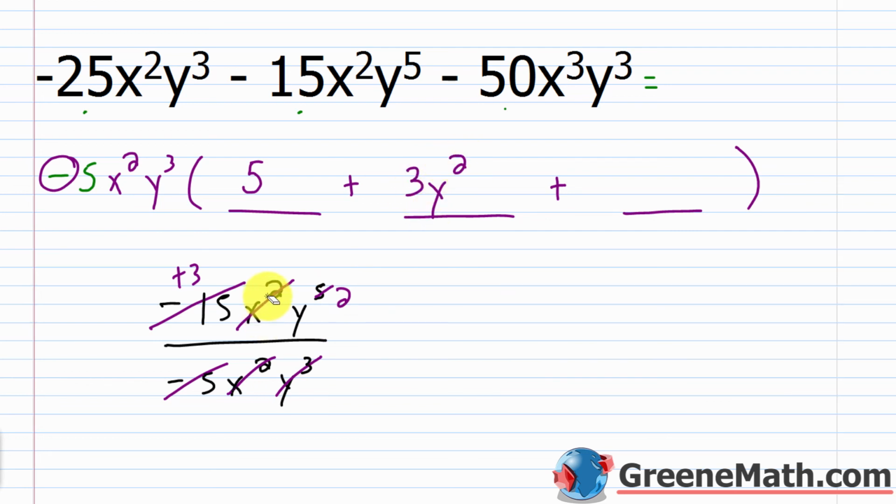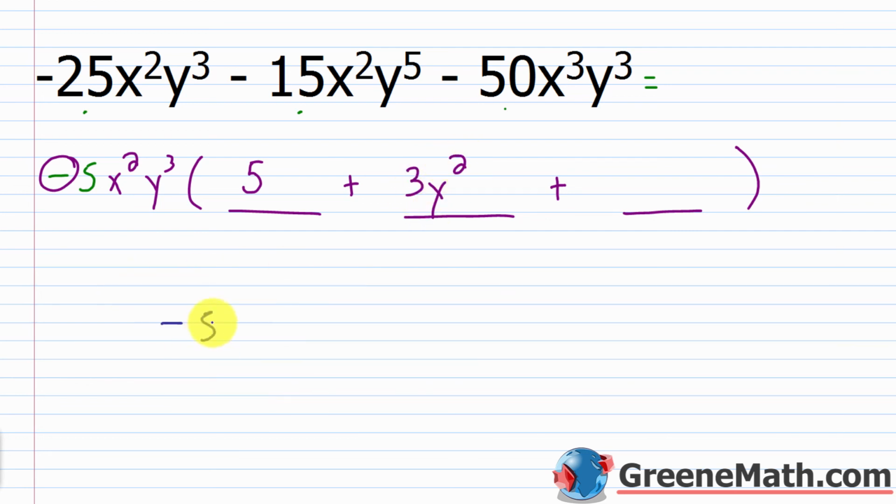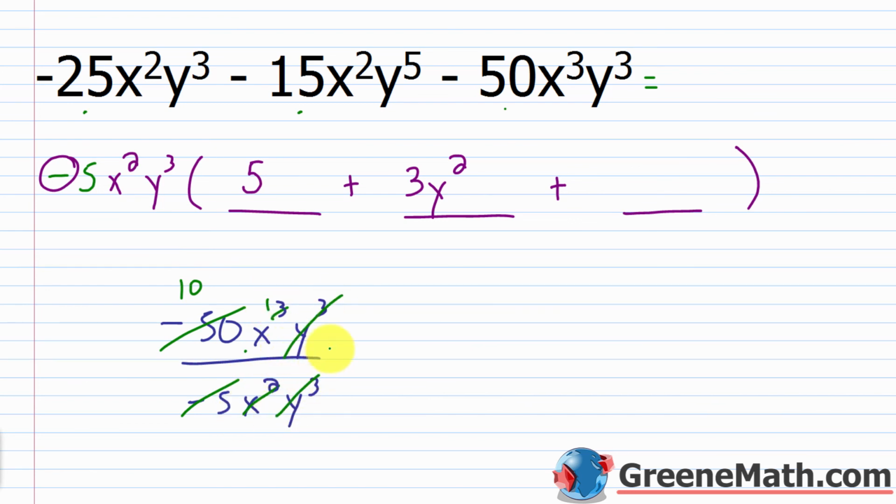And then lastly, we would have negative 50x cubed y cubed over negative 5x squared y cubed. And so negative 50 over negative 5 is 10. X cubed over x squared is x to the first power. Y cubed over y cubed is 1. So this would be 10x.